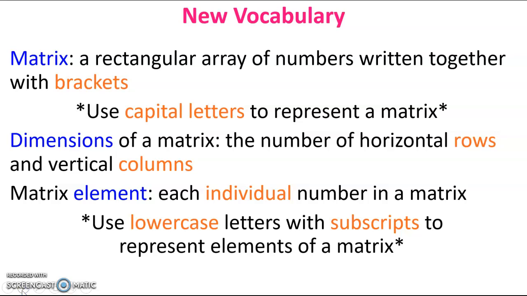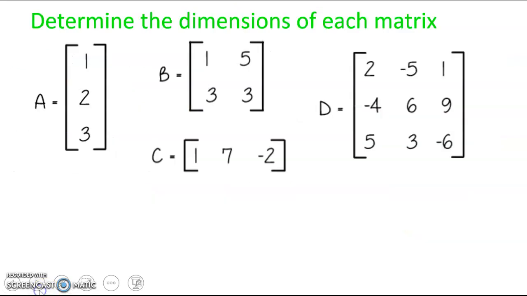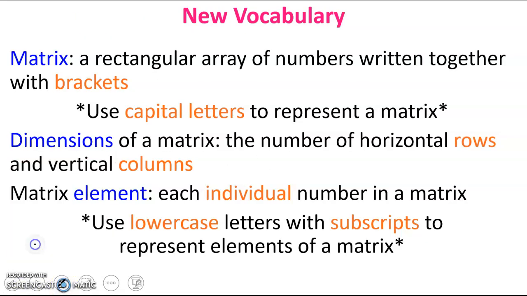All right, so basically, again, this is just your vocabulary. If you need to pause the video to write any of this down, I'm not really big on words, so to speak, but essentially, a matrix is a rectangular array of numbers written together with brackets. That's why I wrote those brackets. Dimensions, this is the big one. Dimensions are the number of rows first, and columns second. So we write it as the number of rows times, or by, the number of columns, all right?